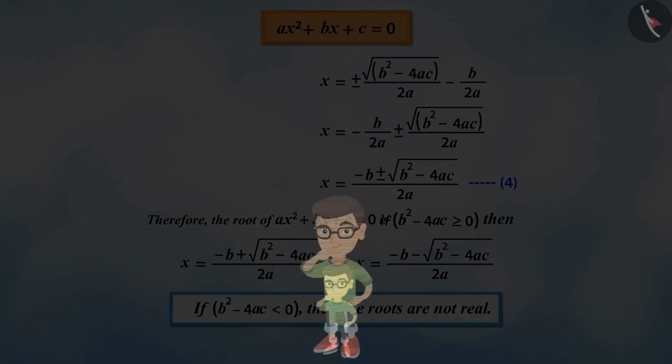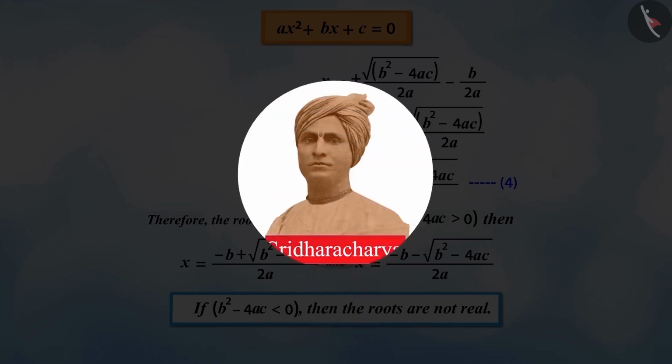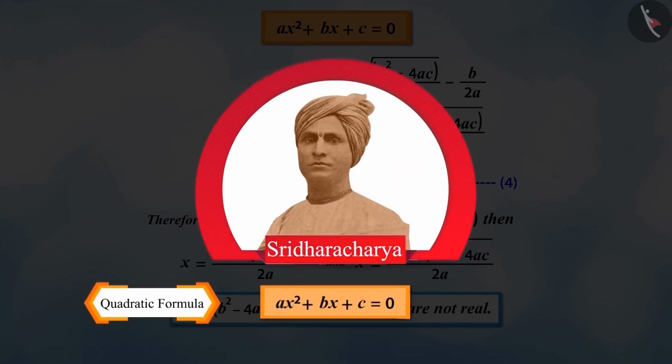Can you tell which Indian mathematician had successfully tried to find the quadratic formula? The quadratic equation was solved by the mathematician Sridharacharya, which is called the quadratic formula or Sridharacharya formula.